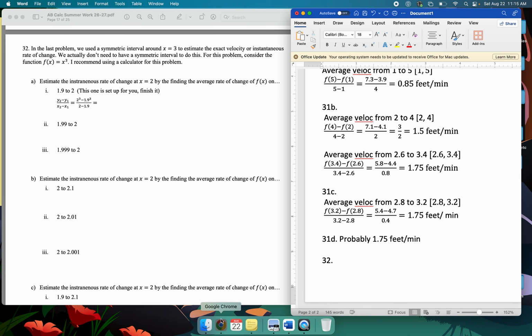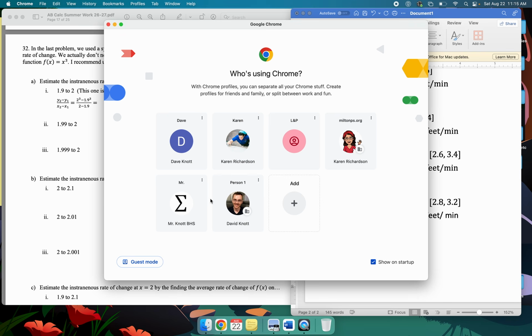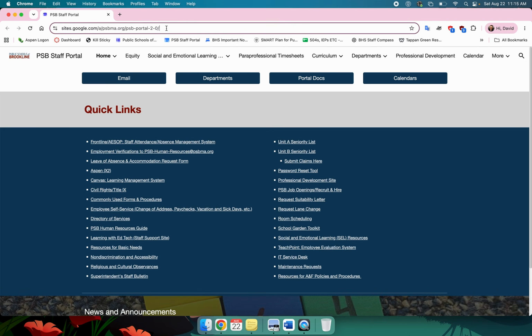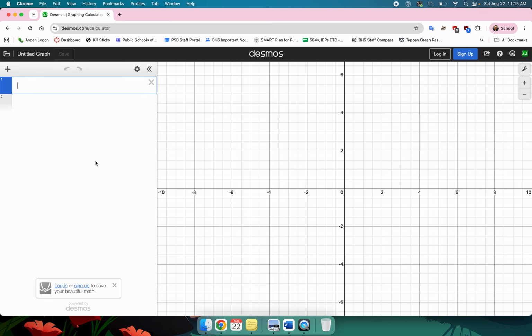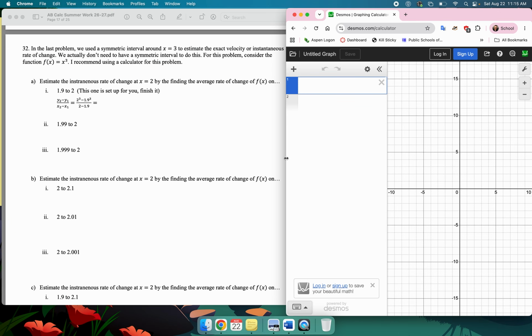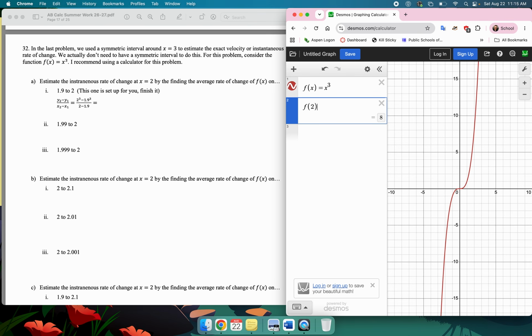Cool. I'm going to use Desmos, actually, because it's going to take way less time. So I'm going to be using the function f of x equals x cubed. I'm just going to type that in. Notice, by the way, when I use Desmos, I don't just type y equals x cubed. You should give it a name because that allows you to compute with that function really quickly. If I want to know what is f of 2, I can just type f of 2. There it is. If I want to know f of 1.9, that's f of 1.9.